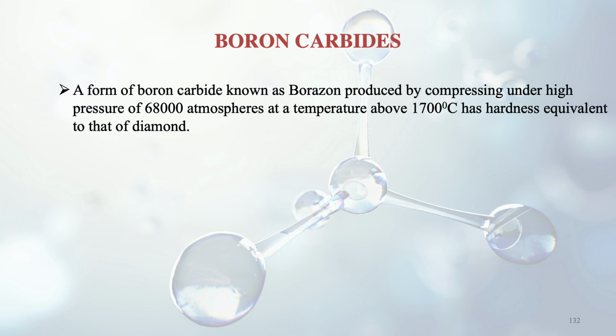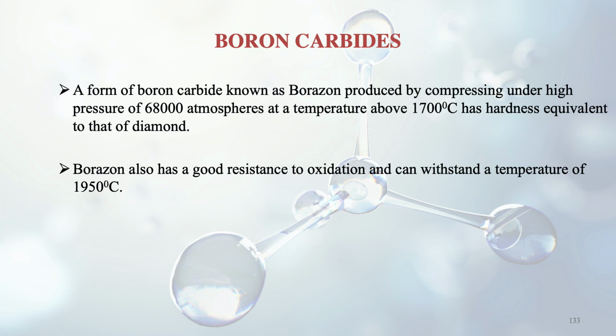A form of boron nitride known as borazon is produced by compressing under a high pressure of 68,000 atmospheres. You can just imagine how high the pressure is, at a temperature of about 1700 degrees centigrade. Its hardness is equivalent to that of diamond. So this is one product, borazon. It has the same hardness as that of diamond. And borazon also has good resistance to oxidation. This is a very nice property. So rusting and corrosion effects will be lessened, and it can withstand a temperature of 1950 degrees centigrade.